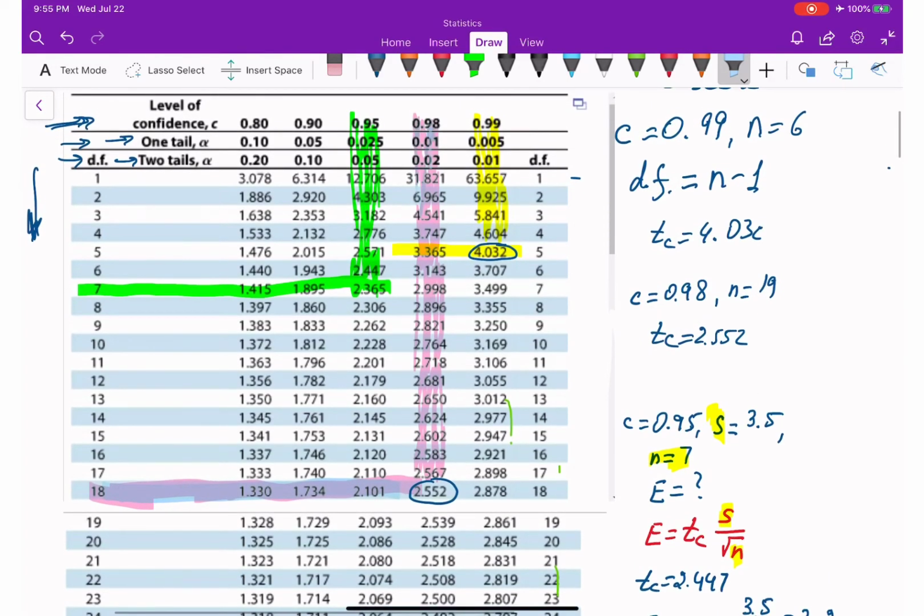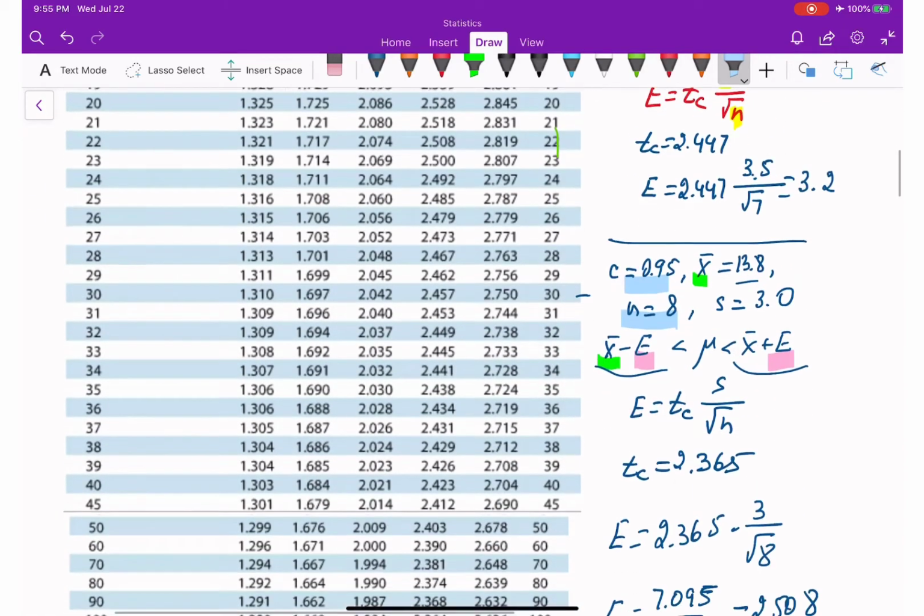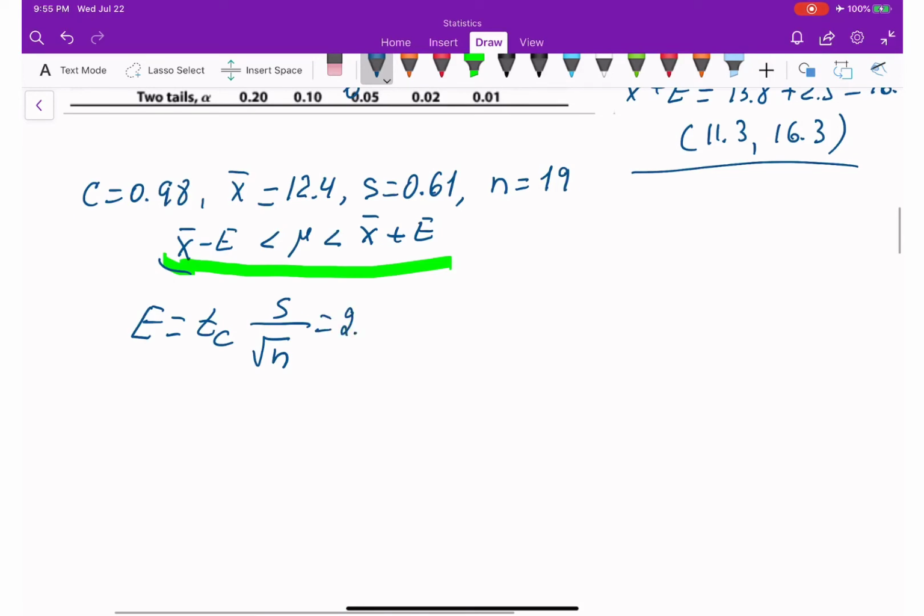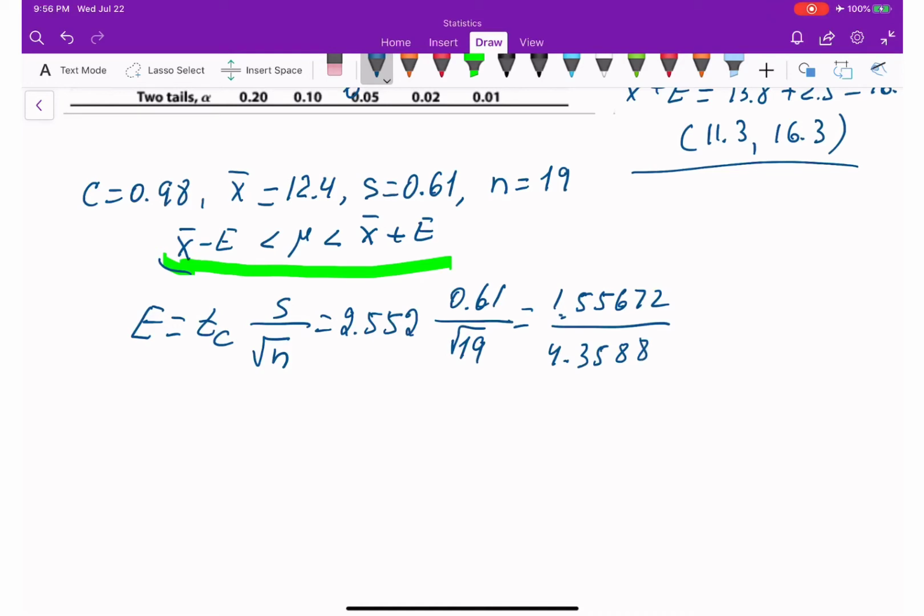Oh, already have it here. So it's going to be 2.552, right? All right, let's write down 2.552 multiplied by S, which is 0.61, the standard deviation. N is equal to 19, square root of 19, and that is equal to 1.55672 over 4.3588. Well, I guess I can leave it like that. And that is going to be 0.357.